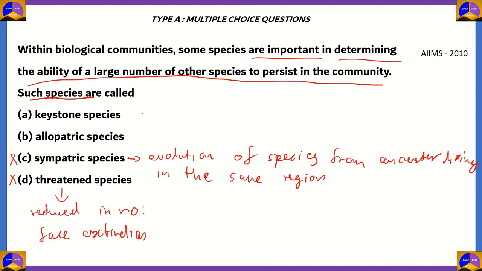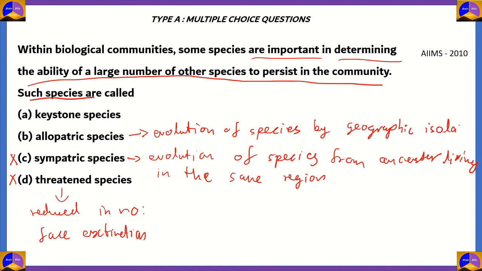What about option B, allopatric species? Well, allopatric species refers to the evolution of species by geographic isolation. A glaring example being the unique species found in Australia. So option B is incorrect. Therefore, the right option is option A, keystone species. These are the species that are important in determining the ability of a large number of other species to persist in the community. So therefore, option A is the correct option.